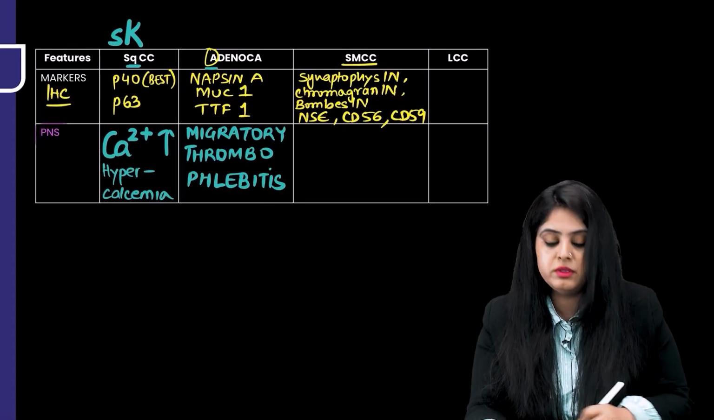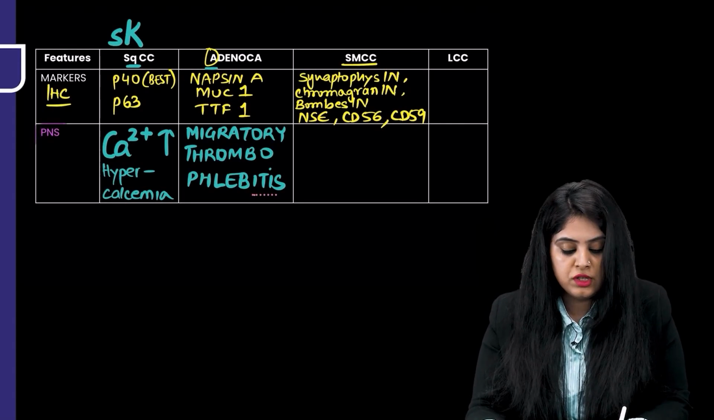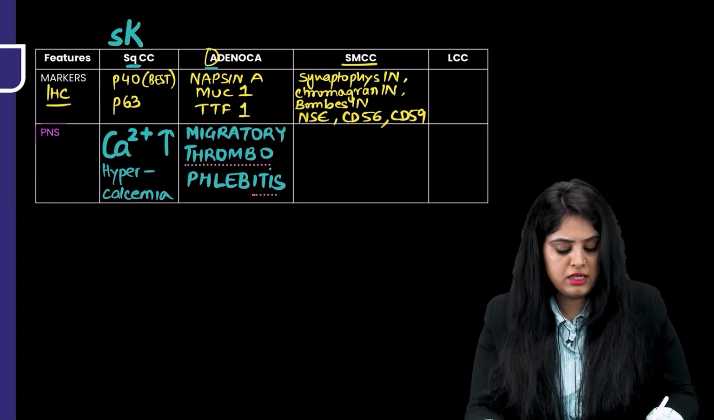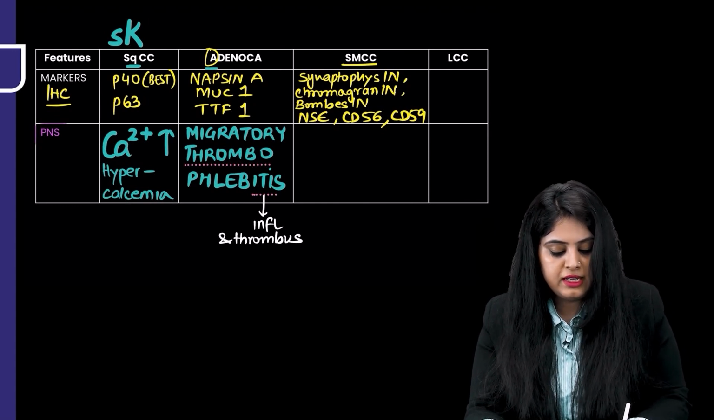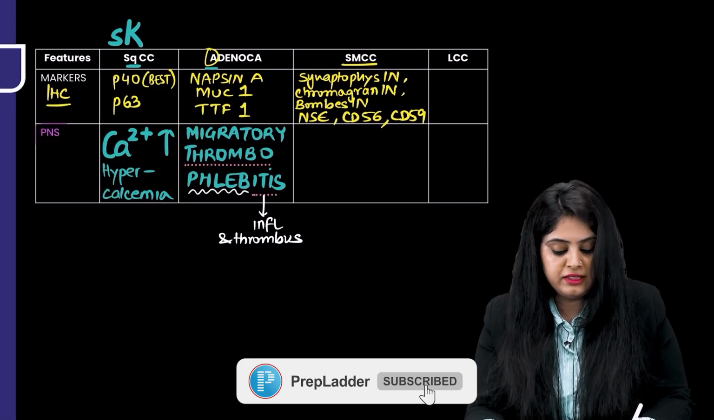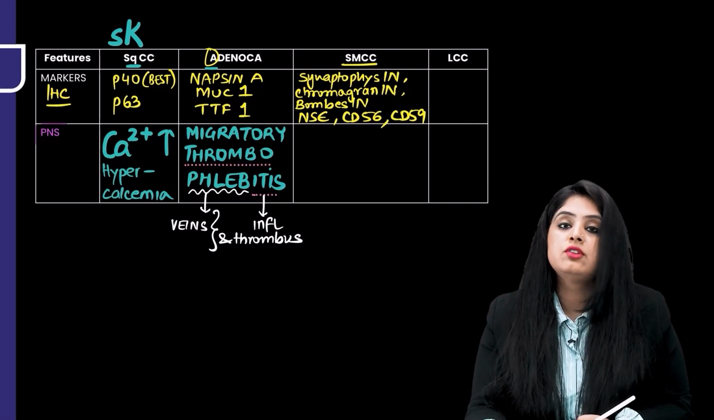Can you dissect it with me? What is itis? Itis means inflammation. Everyone knows. What is thrombo? Thrombo means blood clot. So simple. Itis means inflammation and thrombo means blood clot. So there is inflammation and thrombus where? They are saying in the phlebo. Phlebo means veins. So the veins are going to show me inflammation and thrombus formation.